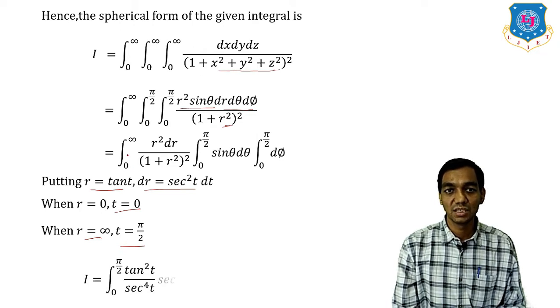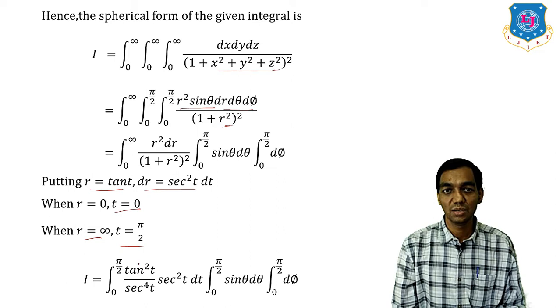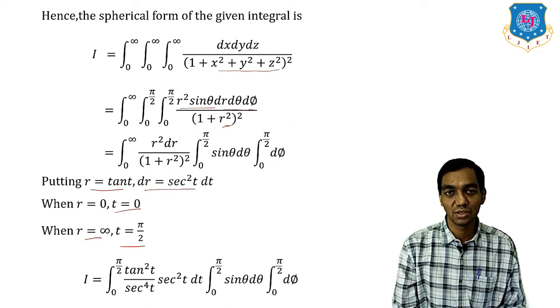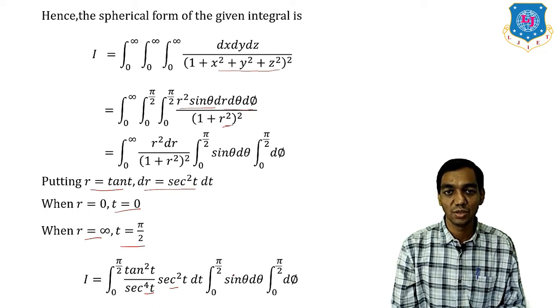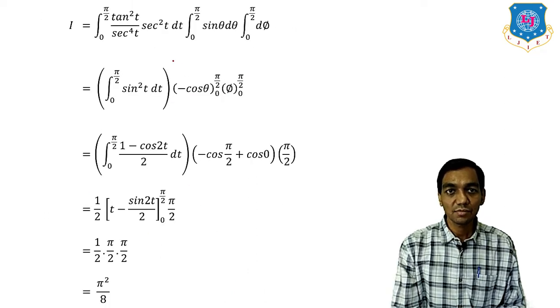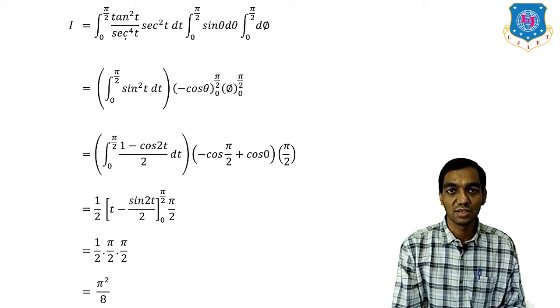So the first integration reduces to the form 0 to pi by 2, r square that is tan square, upon 1 plus tan square, that is sec square, the whole square, which is sec raised to 4, and dr will be sec square t dt. So sec square cancels out one time and you will have sec square in the denominator. These two integrations remain as they are. Now tan square is sin square upon cos square. So sec square cancels out, and 1 upon sec square is cos square, which cancels, so you will have sin square. Integration from 0 to pi by 2 sin square t dt.